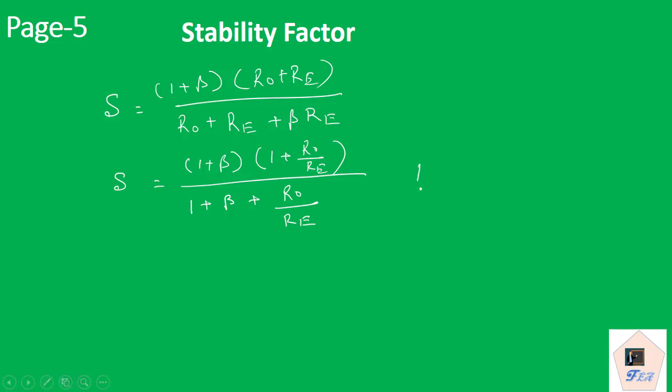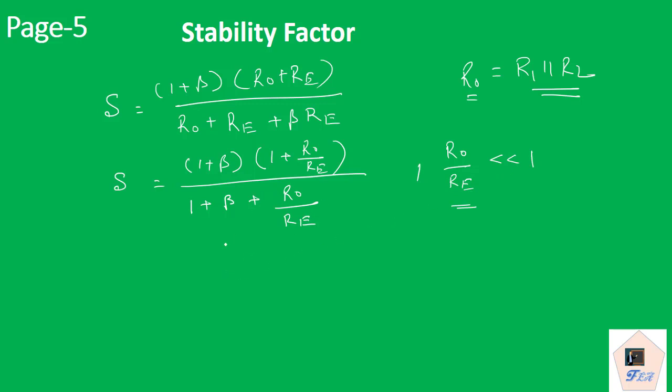Now, if we can choose R naught by RE in such a way that it is much less than 1. Now what is R naught? R naught is nothing but it is R1 parallel R2. So equivalent resistor of R1 R2 in parallel, that is what we are writing as R naught. So if we can make this smaller and RE larger, then we can get a very small value of R naught by RE, which may be much less than 1 also.